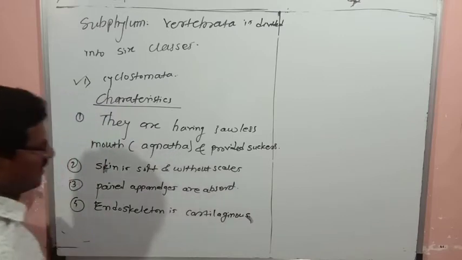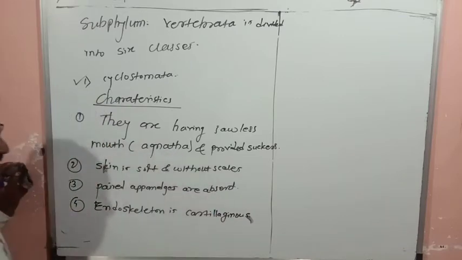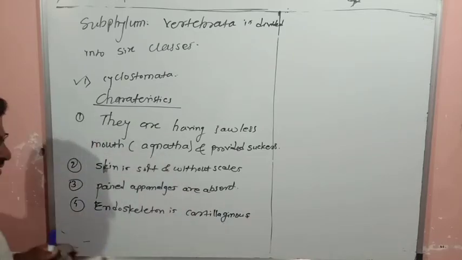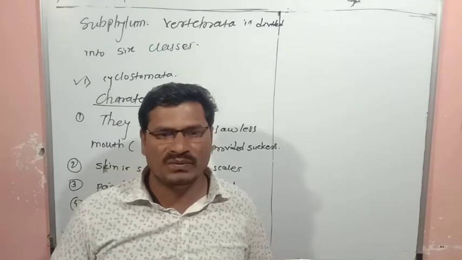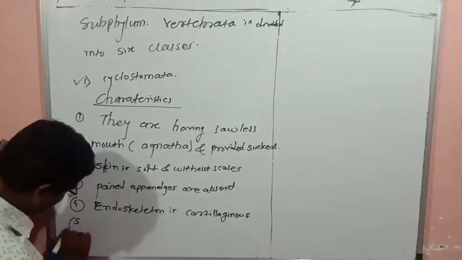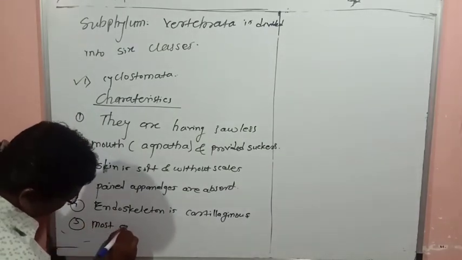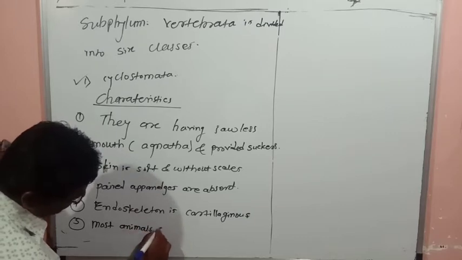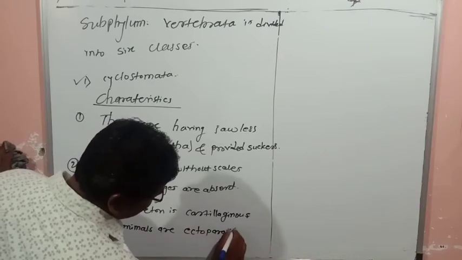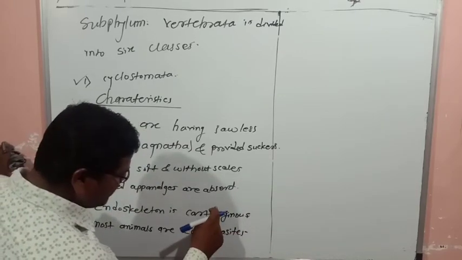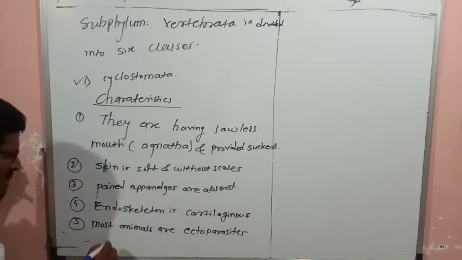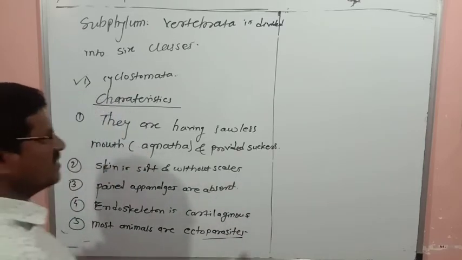Endoskeleton is cartilaginous. And the fifth point is that most of these are ectoparasites. Cartilaginous is written with only a single L. Most animals are ectoparasites, and examples are there.